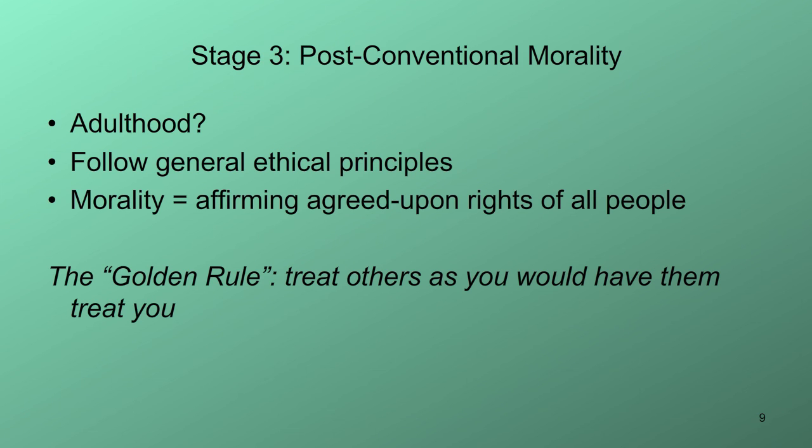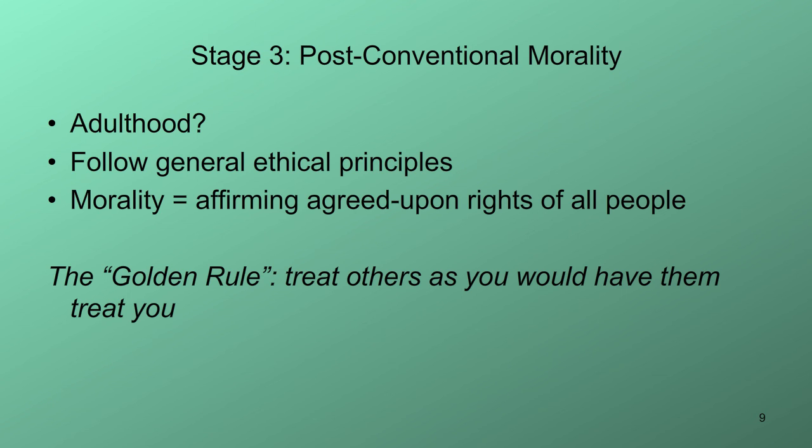This third and final stage of Kohlberg's morality is what he called post-conventional morality. Now, post-conventional morality, according to Kohlberg, can occur past adolescence and into adulthood. But there's a question mark there, because Kohlberg found that not all people functioned at this stage of morality, that there were plenty of adults who functioned at the conventional stage of morality, that is, they were rule-bound in their morality. Post-conventional morality involves following more general ethical principles, such as doing unto others as you would have them do unto you, rather than just following rules.